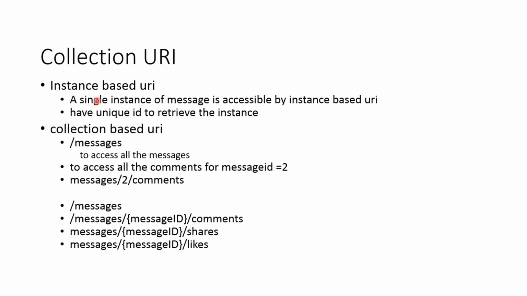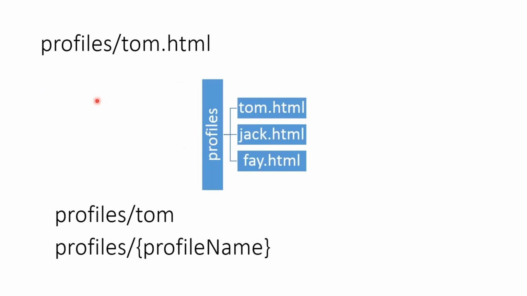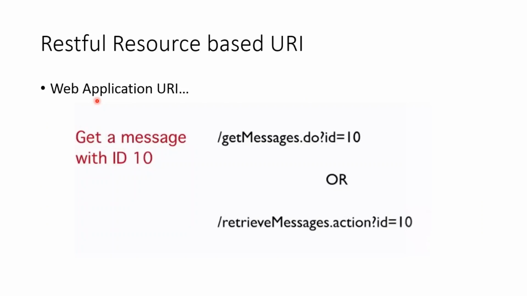In the URL we see a question mark and then message ID equal to and all that, right? Will it not be generated in that format? No. This is for our web applications. This is how we do it in web applications. In a web application, the resource is get messages.do. This will point to some servlet, some controller. And then the parameter we are passing is ID equal to 10.